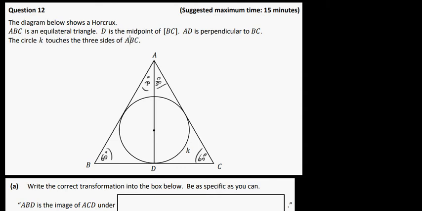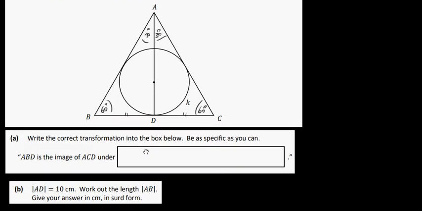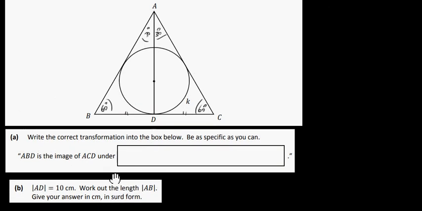Okay, so D is the midpoint of BC. So D here is the midpoint of this here. So this length here is equal to this length here. AD is perpendicular to BC, so this line here is perpendicular to BC. The circle K touches the three sides of ABC. So we have our circle K and it touches the three sides. It's an incircle of the triangle ABC. Okay, first thing we have to do is to write the correct transformation into the box below.